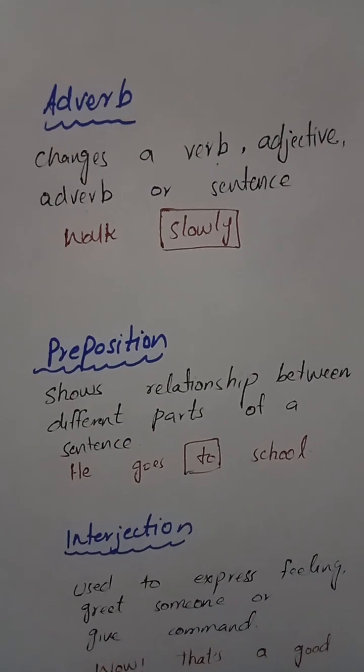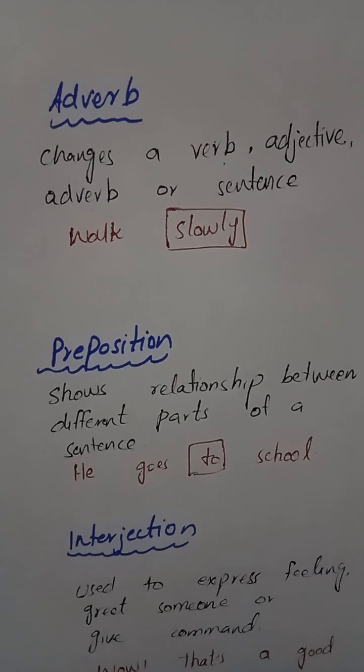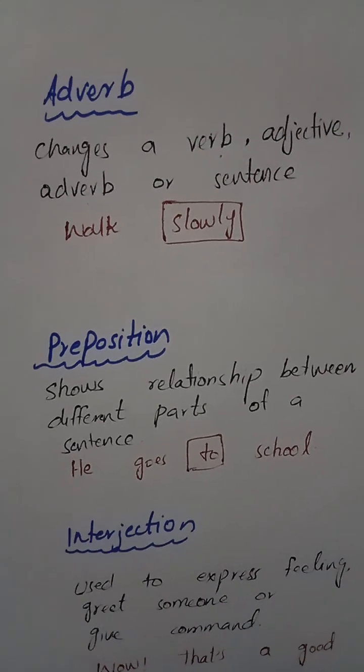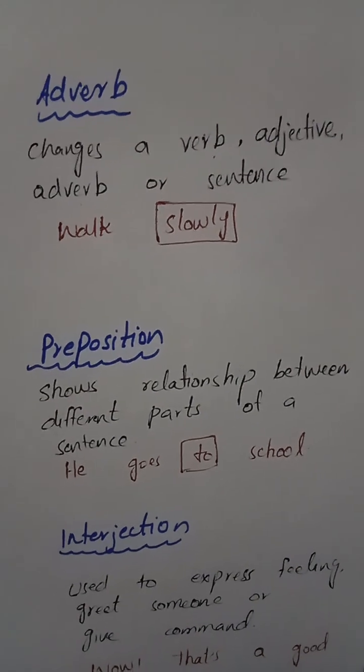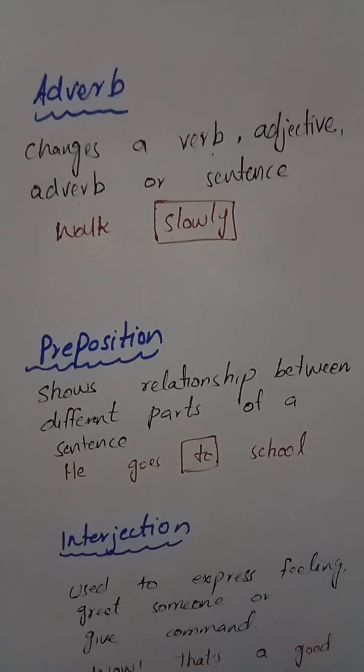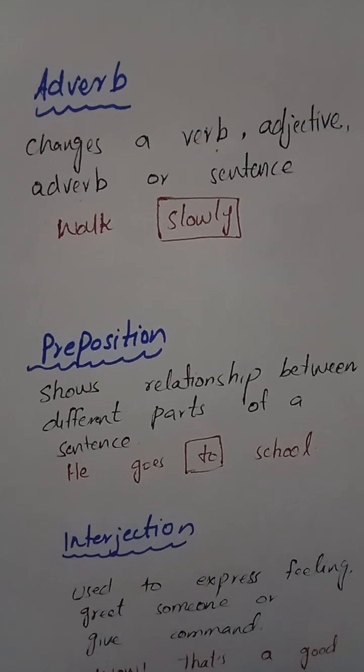Preposition. Preposition is a word that shows relationship between different parts of a sentence. Like, for example, he goes to school. Now to here is a preposition word.